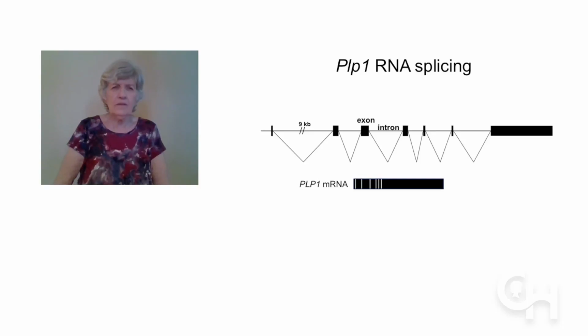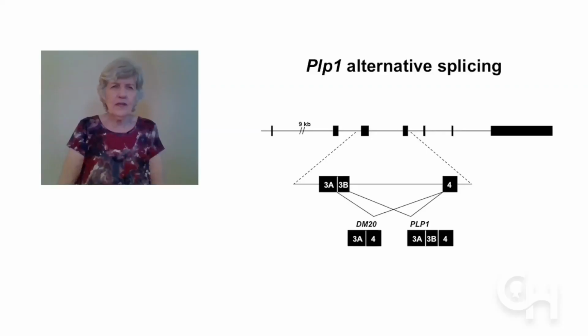In the PLP1 gene, there's an interesting alternative splicing event that occurs between exons 3 and 4. There are two splice donor sites at exon 3 that can be used to join the RNA to exon 4. The splice that makes an mRNA form called DM20, shown at the bottom on the left, doesn't have the little block labeled 3B, while the form that's called PLP1 on the right does have the 3B block.